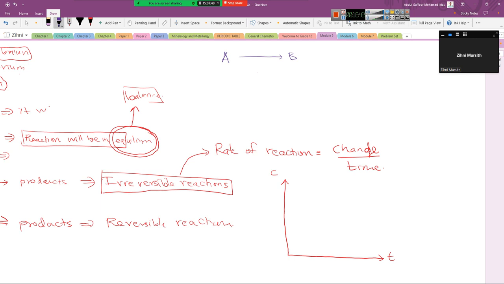So now what will happen here in the system? Initially we have A, right? So what is the concentration of A at time equal to 0? That will be higher, right? Now A is becoming B, right? But at time equal to 0, do we have any B in the system?